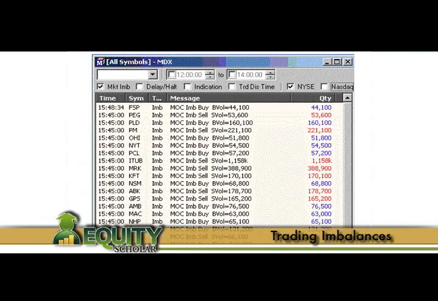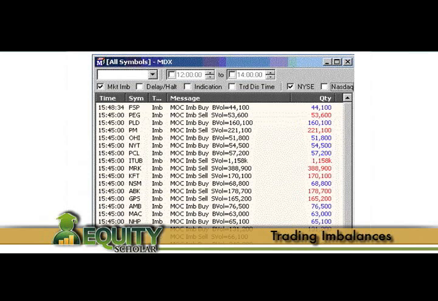Notice how there are numerous stocks listed with various size imbalances, some with buy imbalances and others with sell imbalances. At 3:45 p.m., when all the imbalances have reported, sort all stock imbalances by quantity and quickly scan the list for stocks. Try to identify any stocks with an imbalance that is more than 10% of the stock's volume for that trading day. The greater the percentage of the imbalance, the more likely the stock will move.